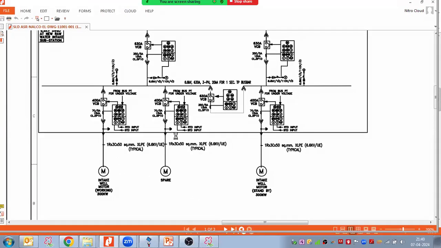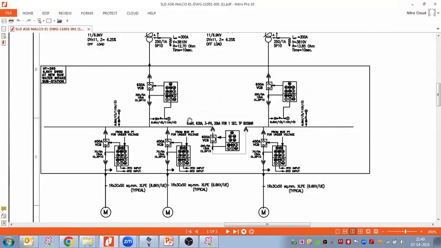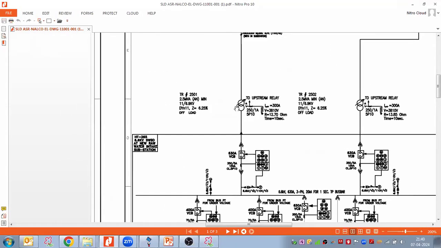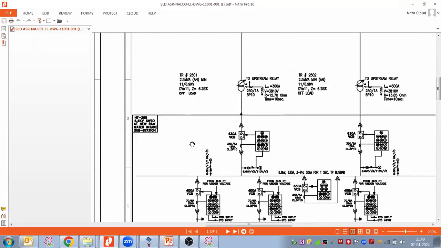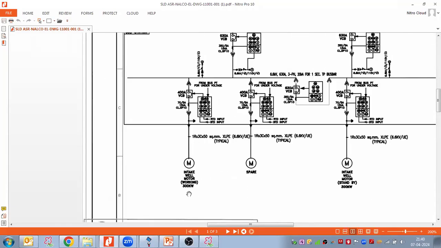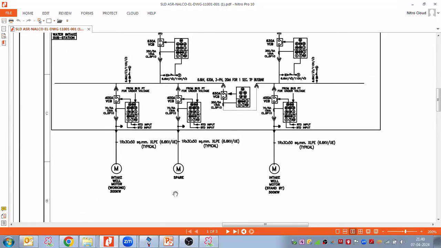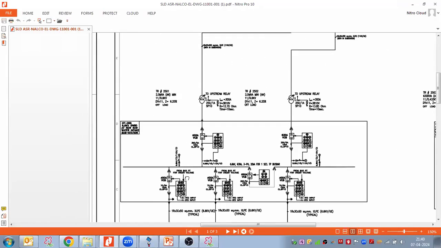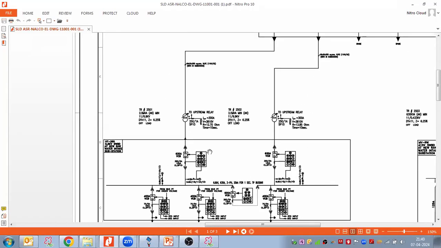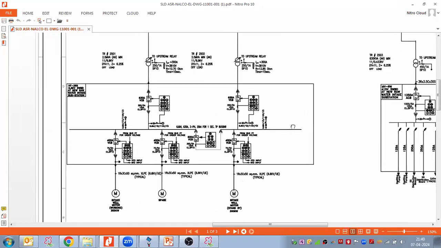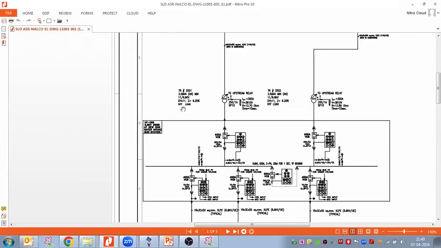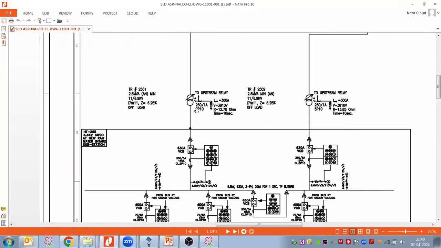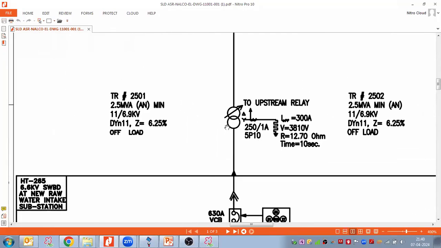So in order to step down the voltage from 33 kV to 6.6 kV, we are using a transformer here, which is a 2.5 MVA transformer. So 300 kilowatt this one, and 300 kilowatt this one as well, so 1000 kilowatt or 1 megawatt is the total load, but they are using 2.5 MVA, which is very high in size. Might be they have some future planning to connect load.